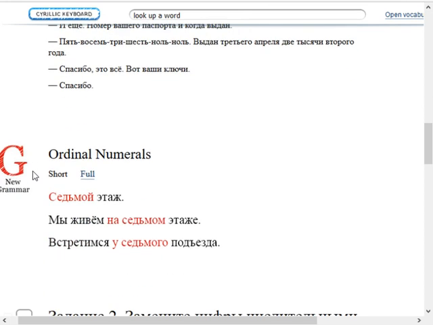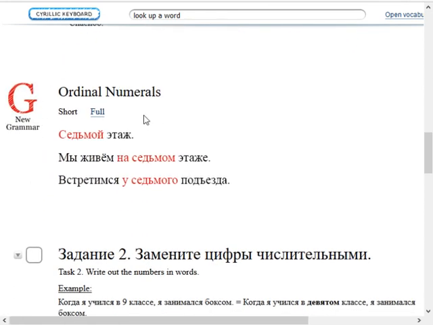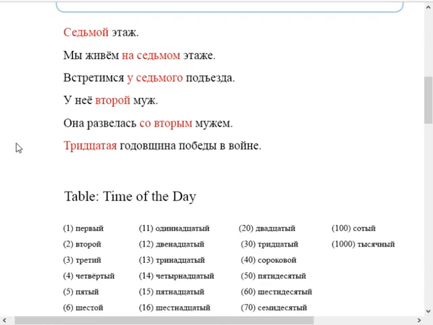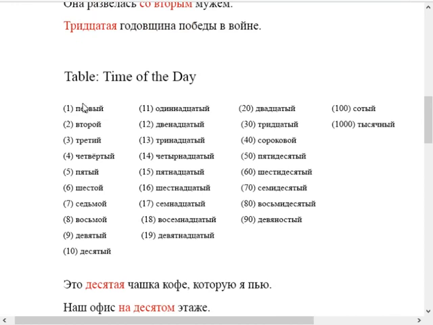Thank you. Okay, so ordinal numbers, first, second, third. So, седьмой этаж, for example, 7th floor. Let's go ahead and see what we have here. So, time of the day, yes, первый, второй, третий, четвертый. So these are the ordinal numbers, first, second, third, fourth, fifth, and so on.